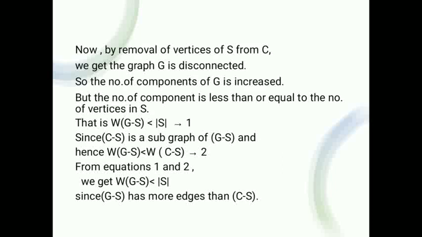Now, since C minus S is a subgraph of G minus S, omega of G minus S is less than or equal to omega of C minus S. We take this as equation 2. From equations 1 and 2, we conclude that omega of G minus S is less than or equal to mod S, since G minus S has more edges than C minus S. Then we get the result.